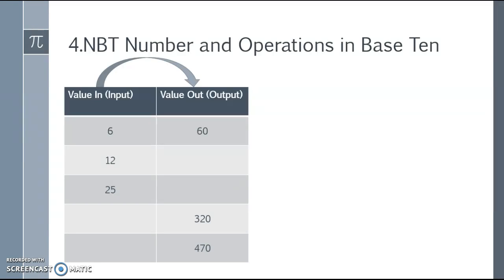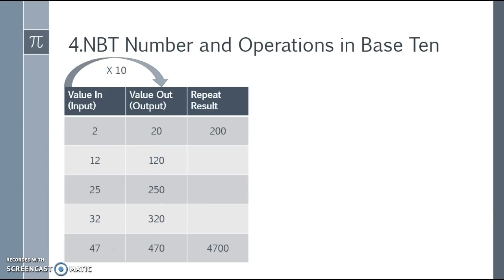So they have an example there for us. So how do I go from 6 to 60? Well, it looks like we multiply by 10. So I can fill in the chart. 12 times 10 is 120, 25 times 10 is 250, and then I ask what times 10 is 320 and what times 10 is 470. So we can fill in the chart.